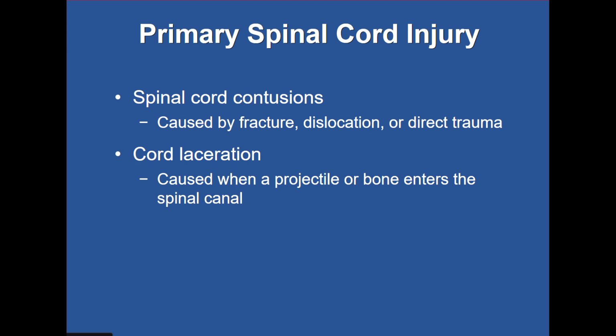You can have contusions, which are basically just bruising that can occur, and this can be a result of a fracture in that area, direct trauma in that area, or any of those dislocating injuries that we've just talked about. You can have cord laceration, where you actually have a penetrating type injury. So either a bullet that goes into the spinal cord, or you have bone fragments that make their way into that area and can actually lacerate the spine and the cord.